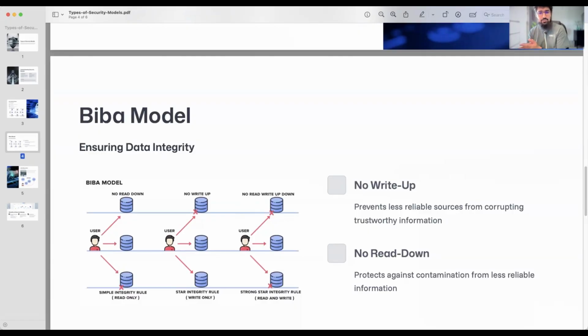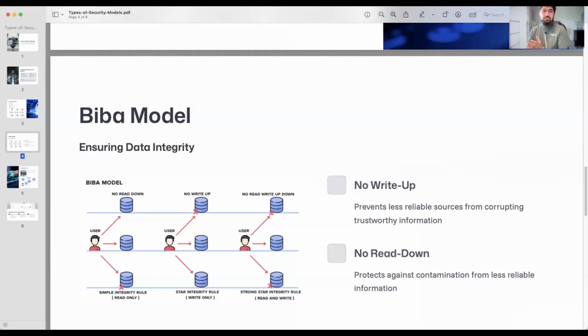So in the Biba model, both data and subjects are categorized according to their reliability and integrity levels. The model aims to prevent data corruption by restricting how information flows between different integrity levels, creating a structure that is, in many ways, the inverse of Bell-LaPadula. So no write up prohibits subjects from modifying data at a higher integrity level. This prevents potentially less reliable sources from corrupting more trustworthy information, right? And no read down prevents subjects from reading data at lower integrity. This protects against contamination by stopping more trusted processes from incorporating potentially less reliable information, right?